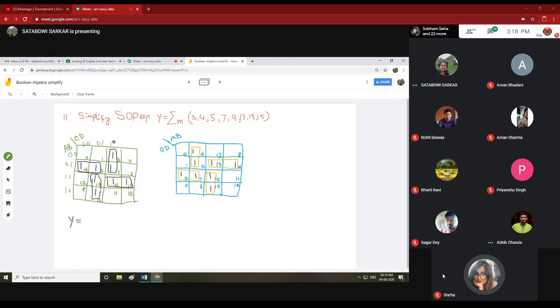For these 4 and 5, M4 and M5, we can see that the value of A and B are not changing. Actually, this is column wise, row wise. So row wise, the value is not changing. So A bar, B is there, and C is also same, but D is changing. So it would be A bar, B and C bar.